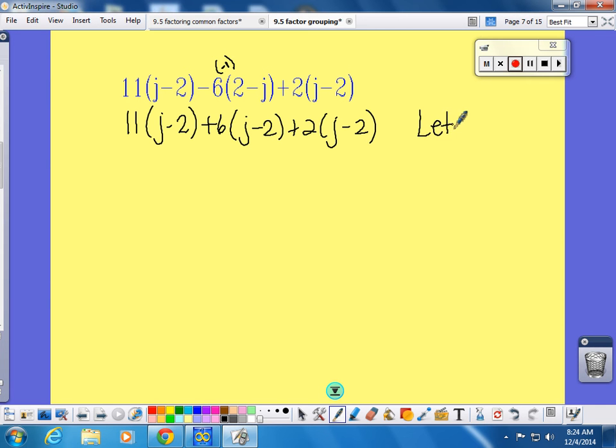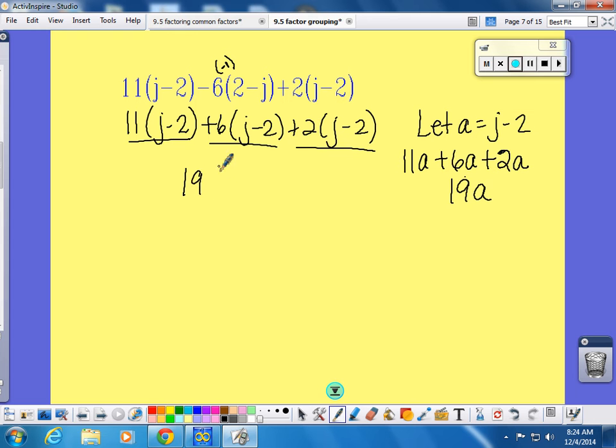See, it's just like if I let A equal j minus 2. I'd have 11a plus 6a plus 2a. What would I do? Combine like terms, add them all up. So 11A plus 6A, 17, 18, 19A. The same thing's true over here. I've got 11 of them, I've got 6 of them, I've got 2 of them, so in all I have 19 of them.